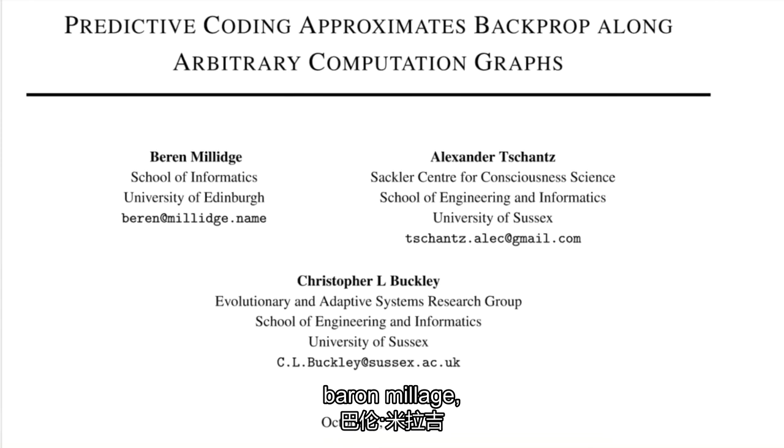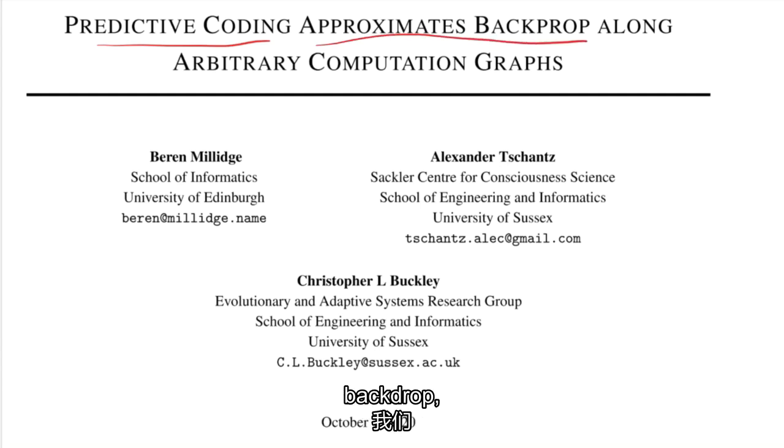So the authors are Beren Millidge, Alexander Tschantz, and Christopher L. Buckley. This paper, as the title says, looks at this predictive coding algorithm and shows that this approximates backprop, and we'll see that this approximation is in terms of an inner iteration in the predictive coding algorithm, and the more you run that, under certain assumptions, this approximates the backpropagation algorithm. And the new thing in this paper is along arbitrary computation graphs.